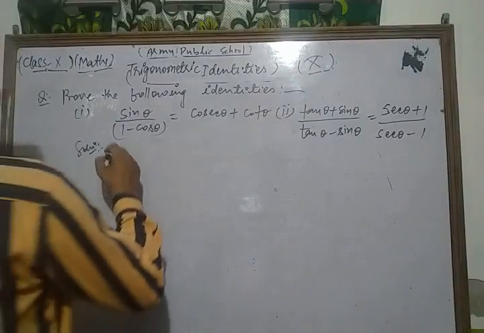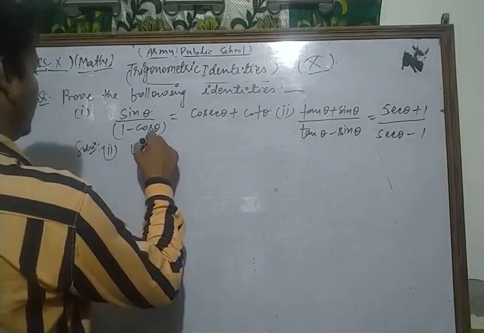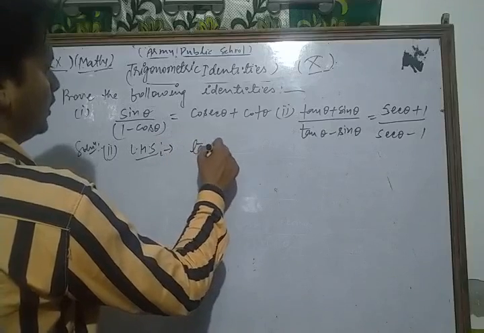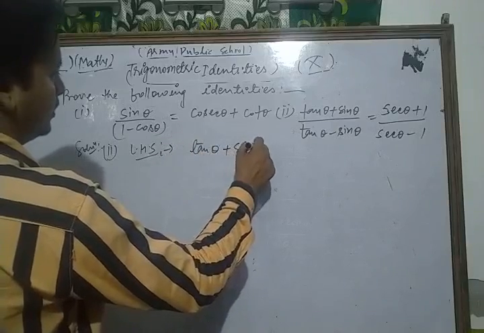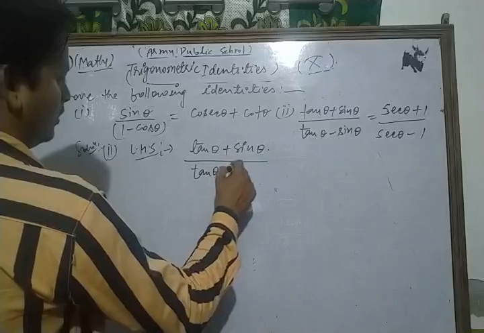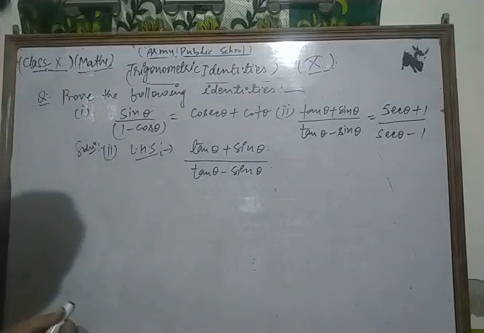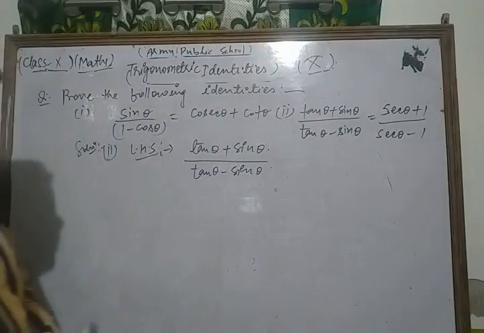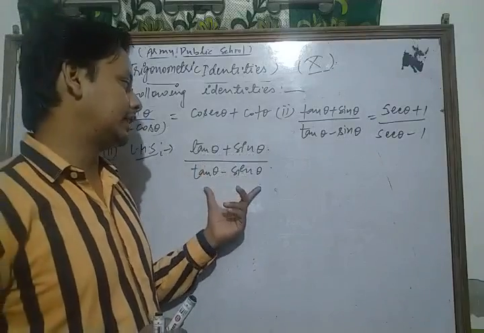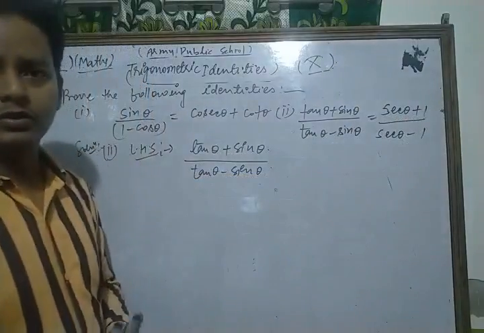Now, we take LHS: tan theta plus sin theta upon tan theta minus sin theta. Dear students, we have to show that tan theta plus sin theta upon tan theta minus sin theta is equal to sec theta plus 1 upon sec theta minus 1.